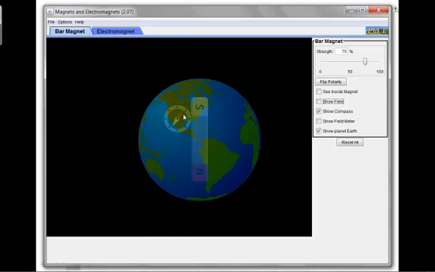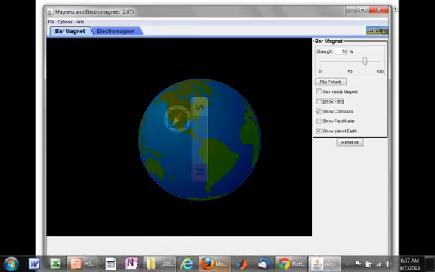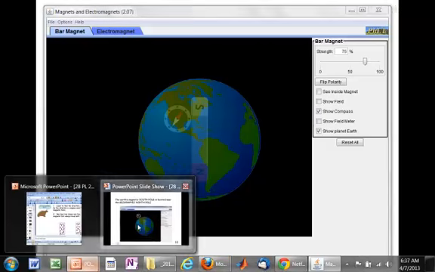Remember, the north end of this compass is itself just a little magnet, so that north end must be attracted to the south end of the Earth, the south magnetic pole of the Earth. Well, how could that be? Let's return to our regularly scheduled program and see.